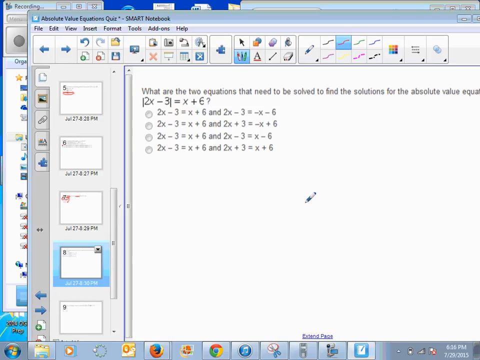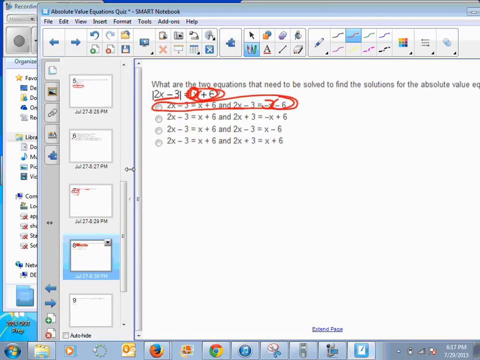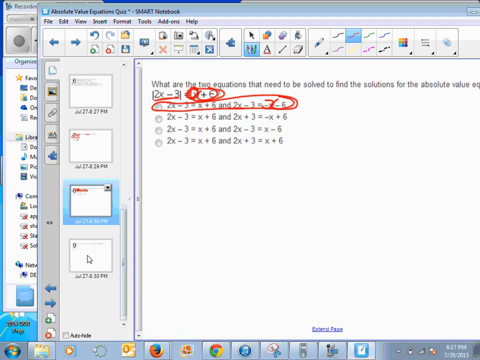Going back here to look at the equations. Remember, this side stays the same, 2x minus 3, but then you've got to change the signs here. So you want 2x minus 3 equals x plus 6, and then 2x minus 3 equals, now this is the one, because what happens is that positive x right here, notice they changed it to a negative. And the positive 6 here, they changed that to a negative. So you always got to change those signs for your second equation.